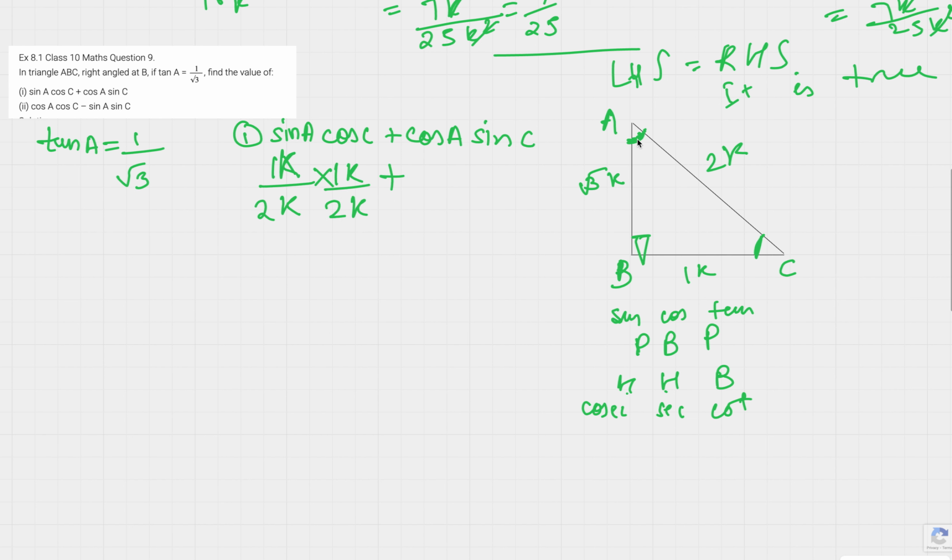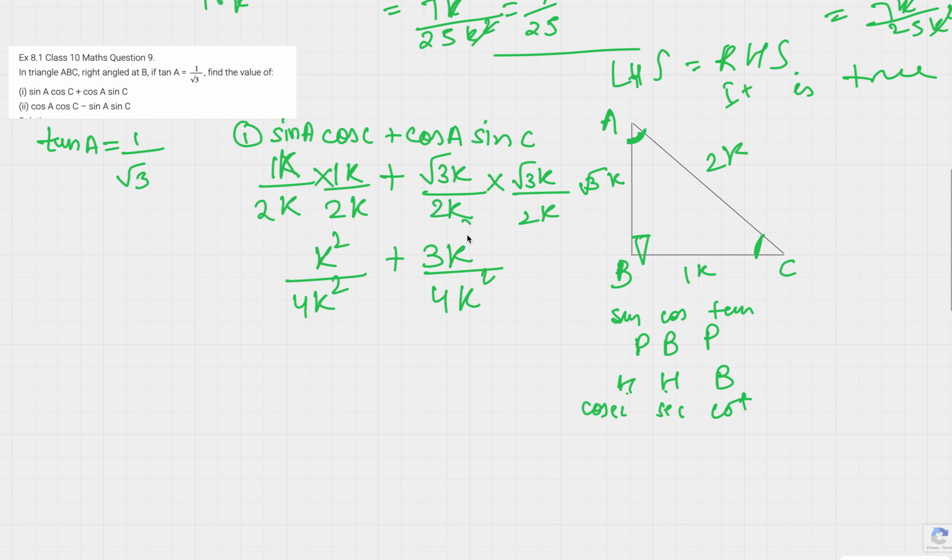Cos A. This is the angle, B by H, root 3K divided by 2K. Sin C, P by H, root 3K, multiplied by 2K. So it is K square divided by 4K square. Then this is 3K square divided by 4K square. Then I will take the LCM: K square plus 3K square, now it is 4K square divided by 4K square. This and this cancel out. It is 1. So the value of the first part is 1.